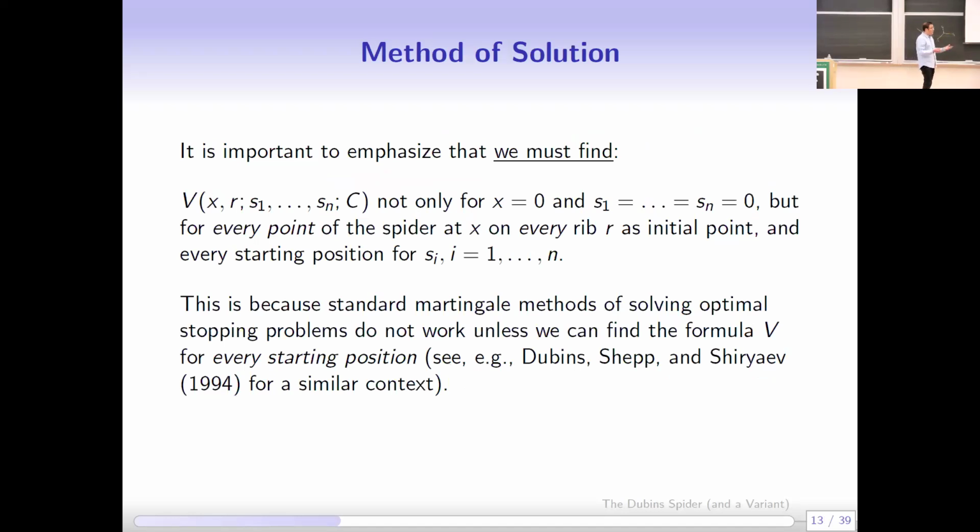Before we start doing this, it's important to emphasize that we not only need to calculate this value function for x equals 0, and for all S1 to Sn being 0, but also for every point on the spider at rib X and every rib R as an initial point, and for every starting position. That's because standard methods of martingale for stopping problems really don't work, at least if you're looking at the Dubins, Shepp, and Shiryaev context, unless you find the formula for the value function for every starting position.